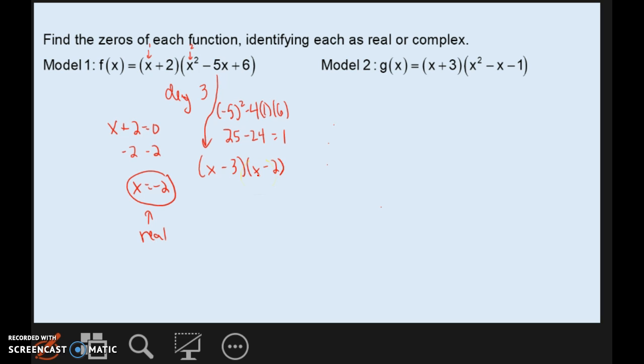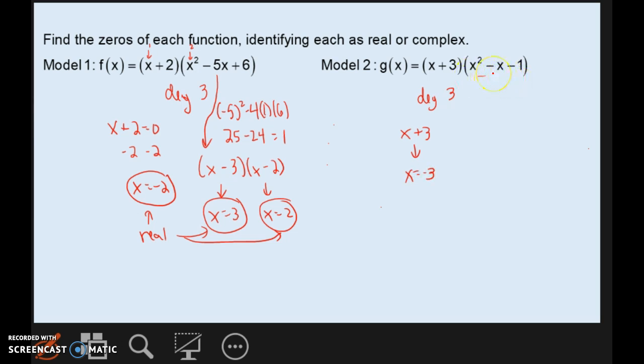My next step, because it is factorable, is to take those factors and set them equal to 0 and solve. I'm going to save you the work here because I think we've already done that many times. This would be x equals 3 and x equals 2. And again, those are also going to be real roots. On model 2, again, degree of 3, I've got an x squared times x. So when I have x plus 3 and solve that, I'm going to get x equals -3.